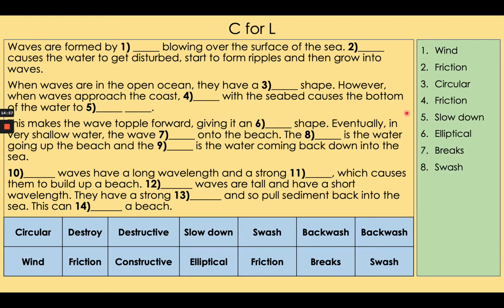Swash is the water going up the beach, and the backwash is the water coming back down into the sea. Constructive waves have a long wavelength and a strong swash, which causes them to build up a beach. Destructive waves are tall and have a short wavelength. They have a strong backwash and so pull sediment back into the sea. This can destroy a beach.